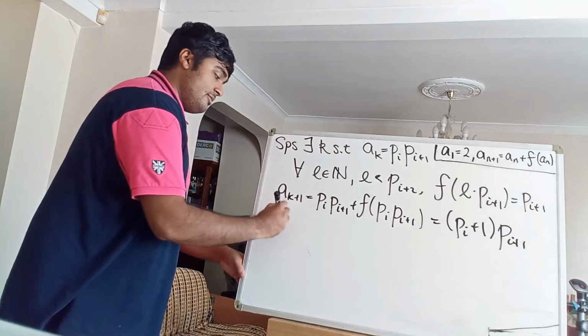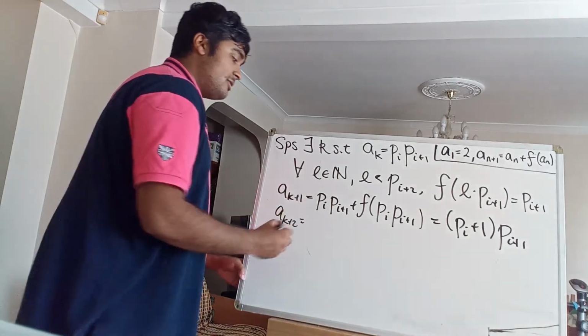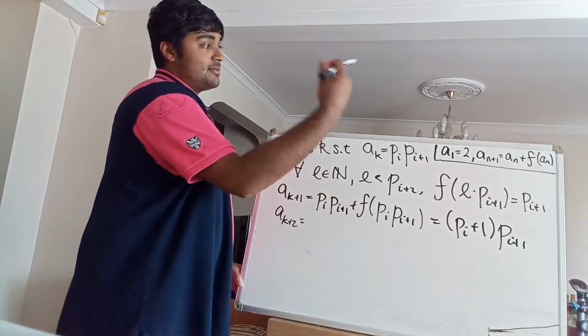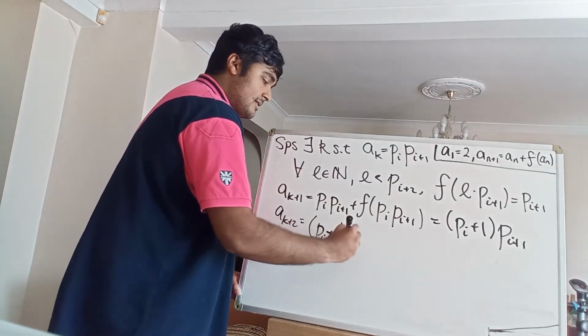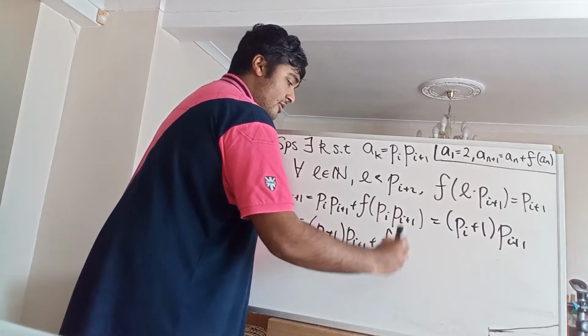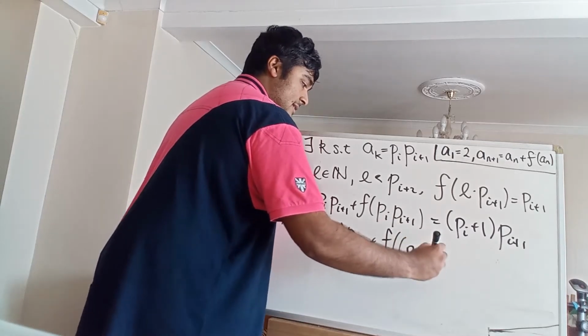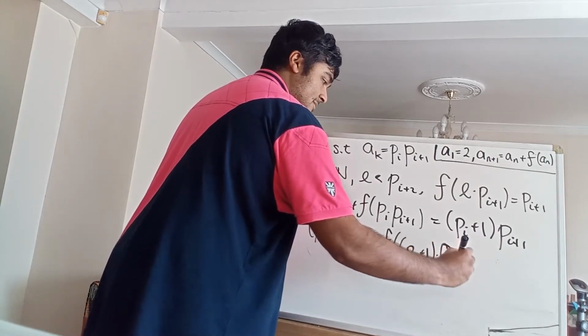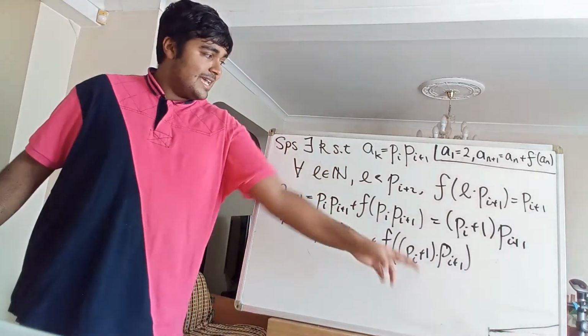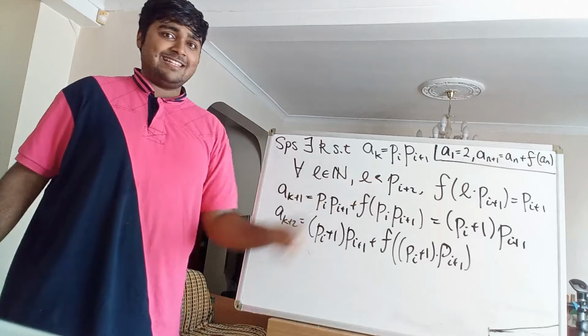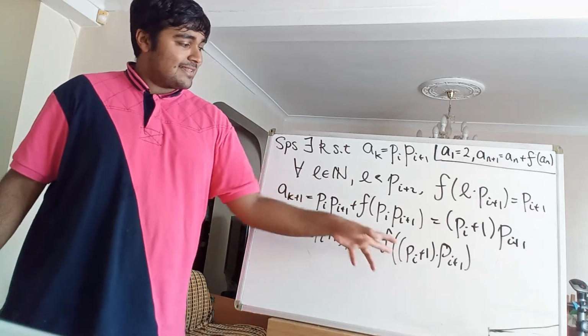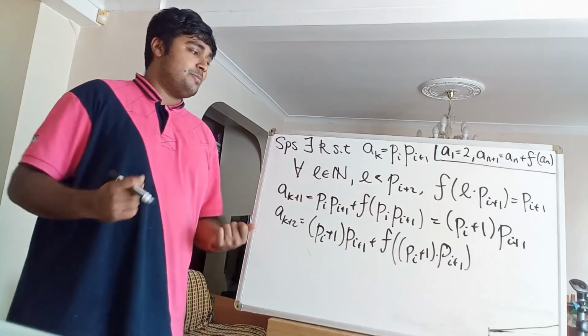What about a_{k+2}? a_{k+2} is equal to a_{k+1} plus f of a_{k+1}, so p_{i+1} times p_{i+1} plus f of p_{i+1} times p_{i+1}. And again, we can use our little observation with L equals p_{i+1}, which is certainly less than p_{i+2}, and get that f of this thing is going to be equal to p_{i+1}.